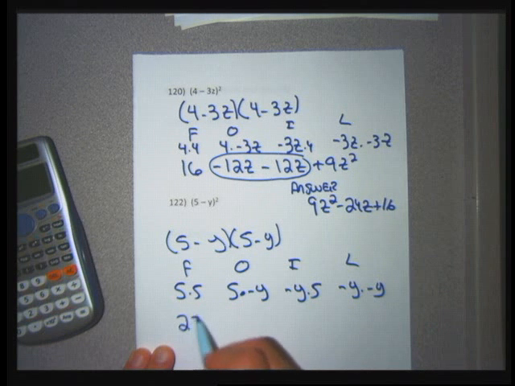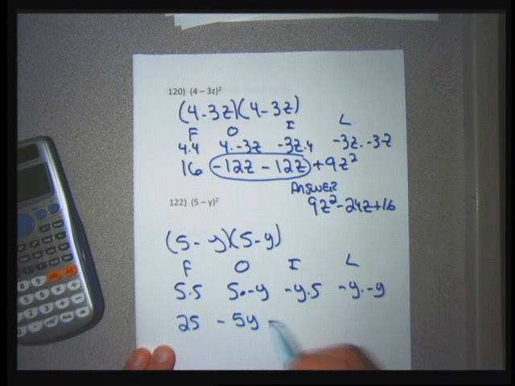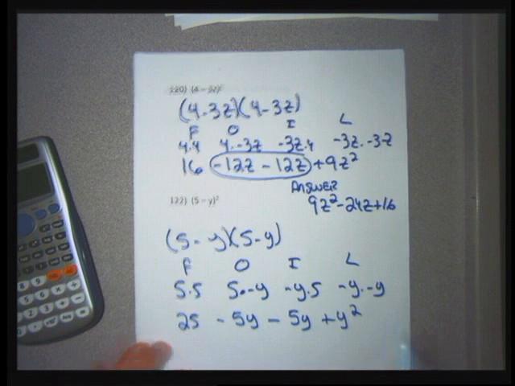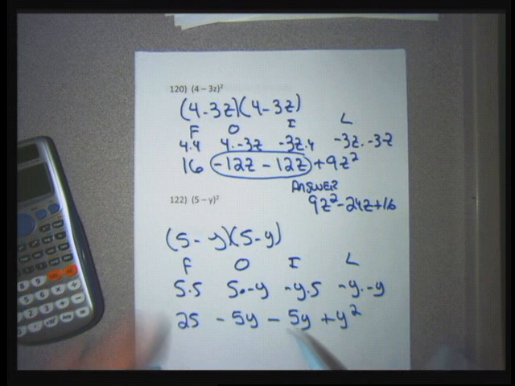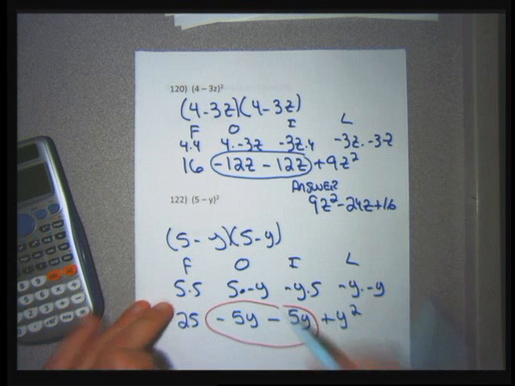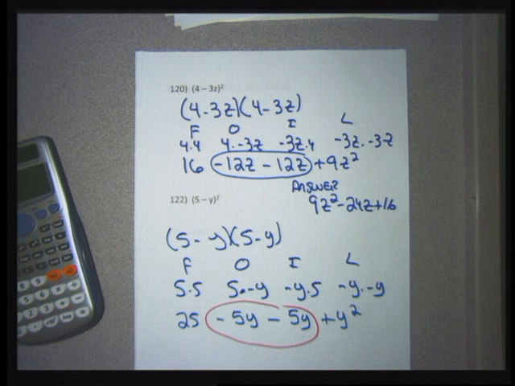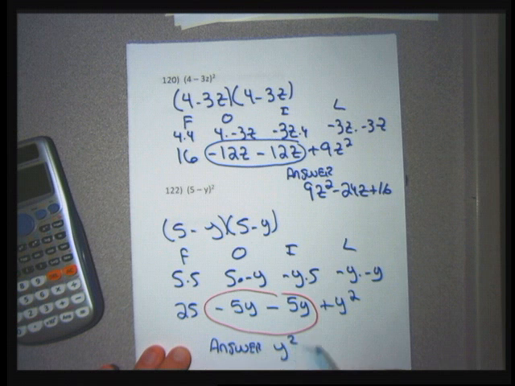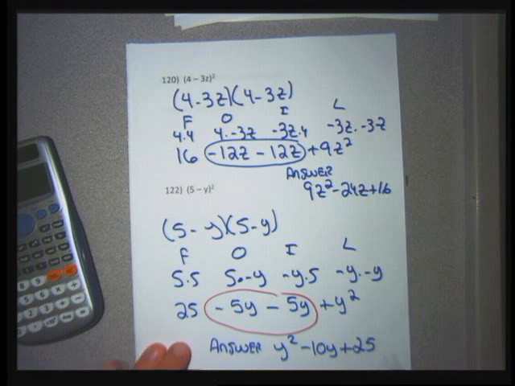First, give me a 25. Outers, give me a minus 5y. Inners, give me a minus 5y. Last, give me a positive y squared. These don't cancel because they have the same signs. I'm going to add the 5s and keep it negative and get a negative 10y. For my answer, write it in a nice order with the y squared first, then the minus 10y, and then a plus 25.